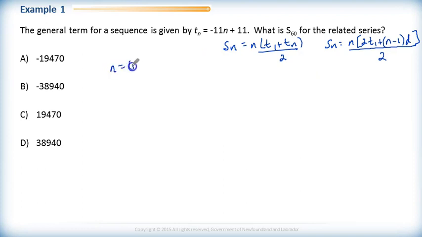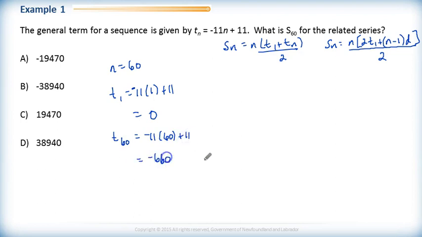We note that n equals 60 for this problem. Term 1 equals negative 11 times 1 plus 11, which works out to negative 11 plus 11, which is 0. Oh, beautiful. Term 60 is negative 11 times 60 plus 11. That's negative 660 plus 11, which gives us negative 649. How nice is that?